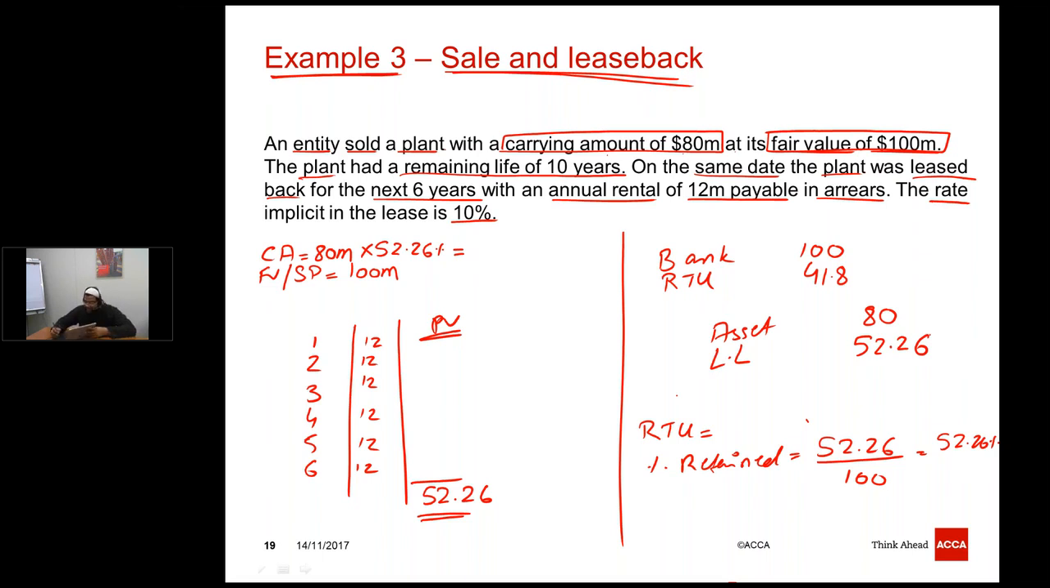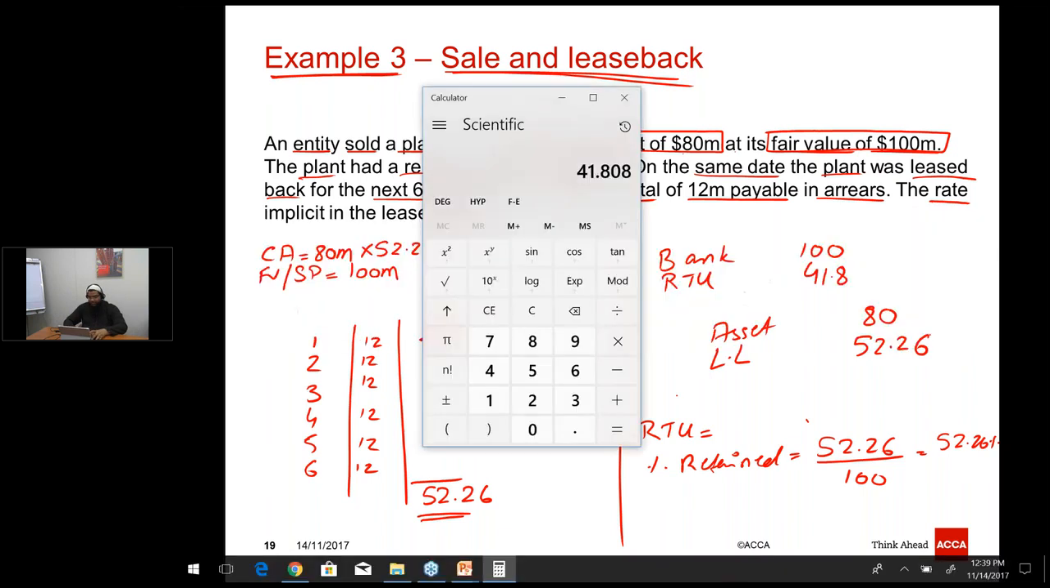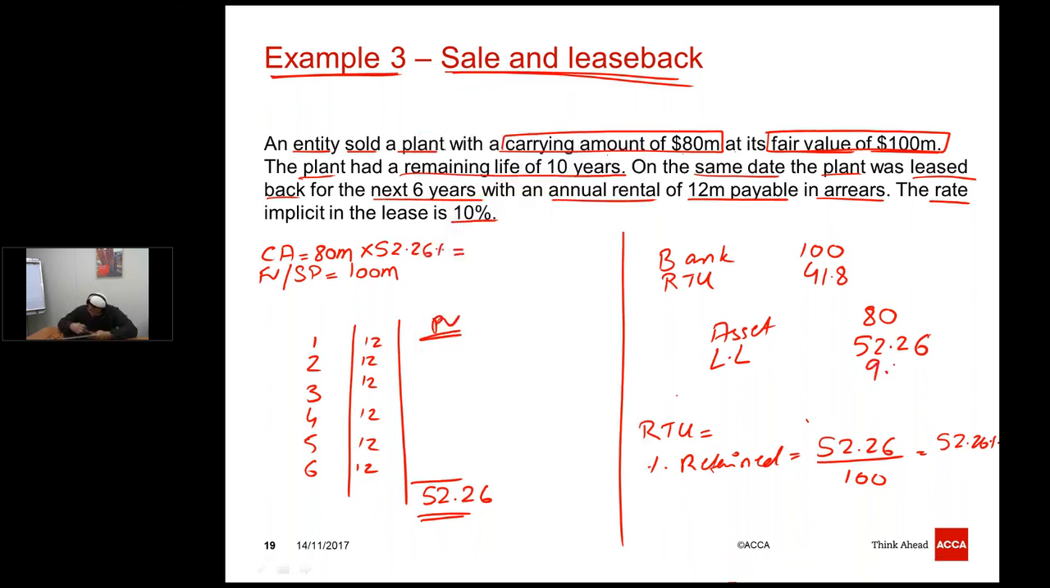And now the balancing figure is going to be P&L. So it's 100 plus 41.8 minus 80 minus 52.26. The answer is on the credit side by 9.54. So the balancing figure is on the credit side. Thank you, Shiza. So this is the final answer in this case. This is the gain on disposal. Yes, Simran, 9.54 is the balancing figure.